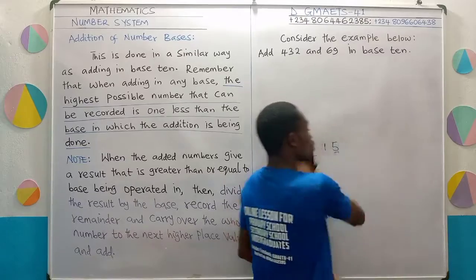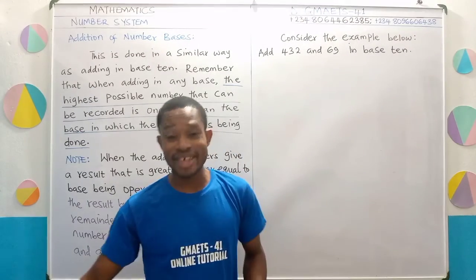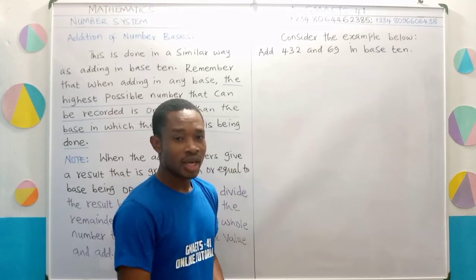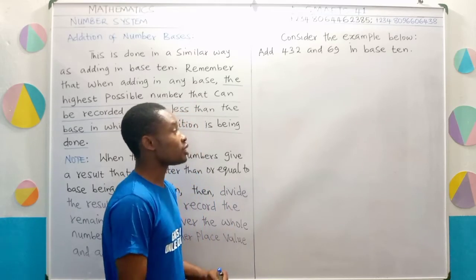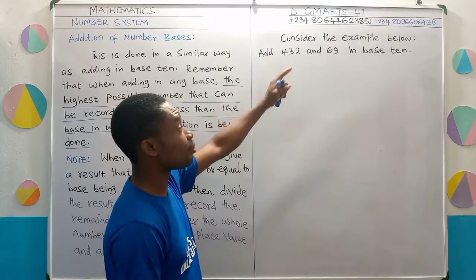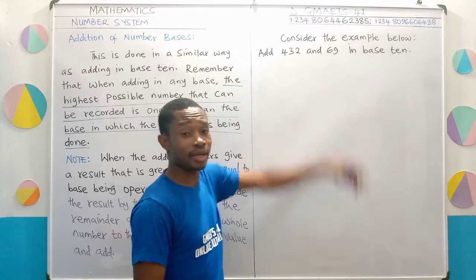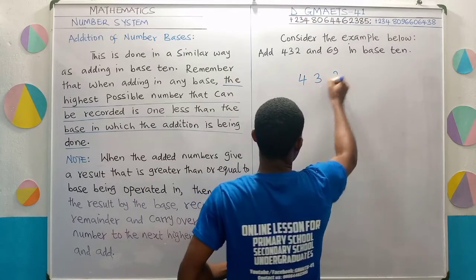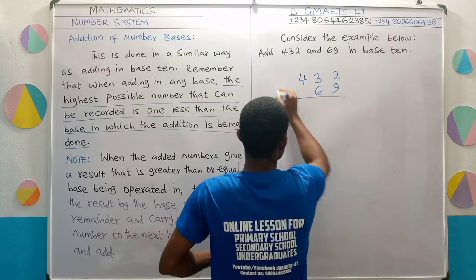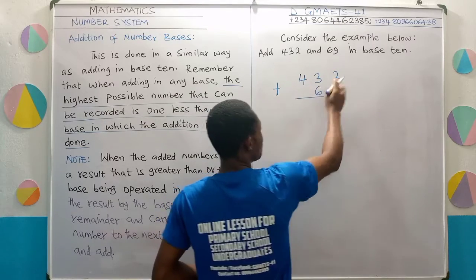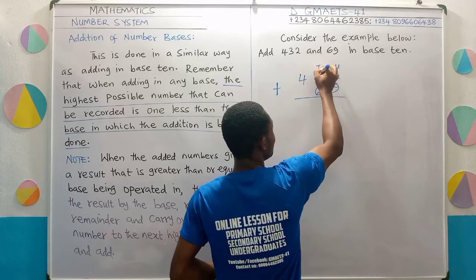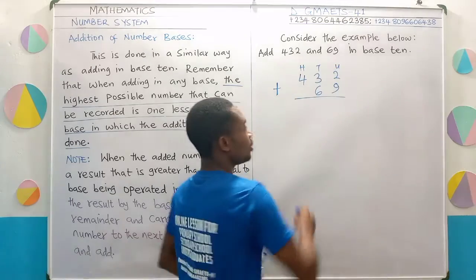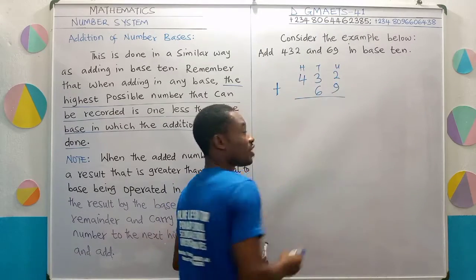As we pick questions to start solving, you are going to see how we work addition out in any base. But before then, let us consider this example. This addition is to be done in base 10. This number is a base 10 number, so we have 432. We are adding 69 to it. So how do we add? We'll start with the unit place value. This is units, tens, and what? 100. 2 plus 9 will give us 11.